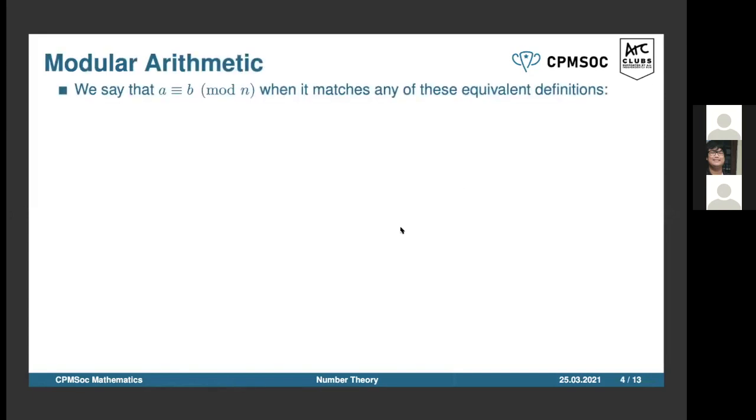So we'll start off with modular arithmetic. The key thing to understand in modular arithmetic is it's based around a different concept of what it means for two quantities to be equivalent.